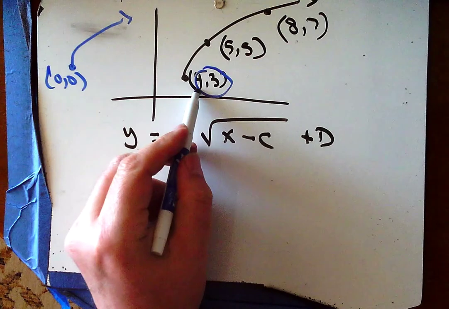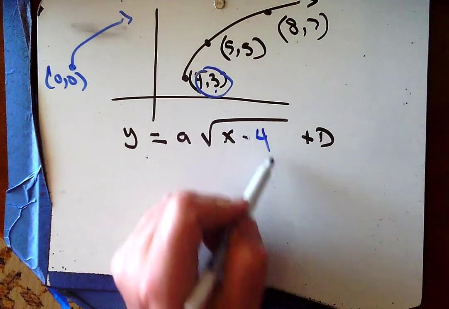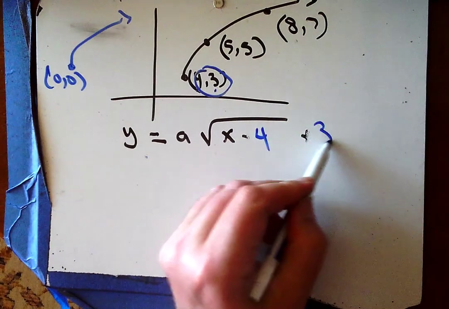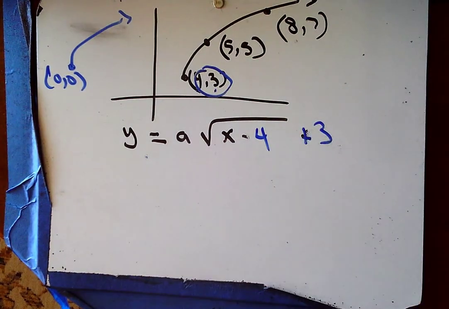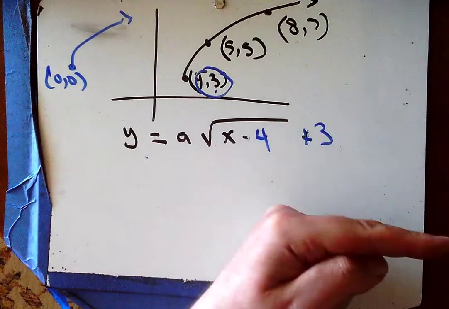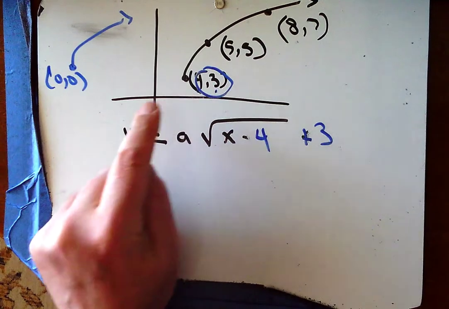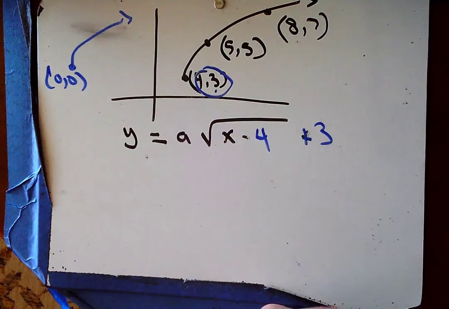I go right 4 and up 3. So, minus 4, up 3. Right? Doesn't this minus 4 mean I shift to the right 4? I'd be adding 4 to all the x's to get me from 0 up to 4.